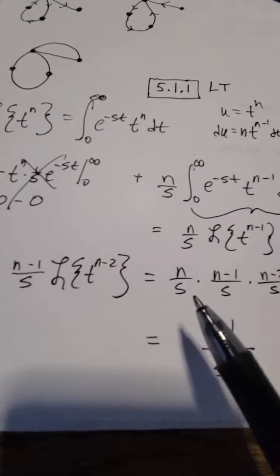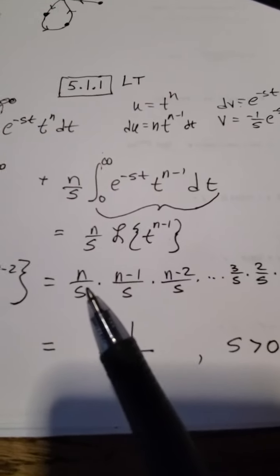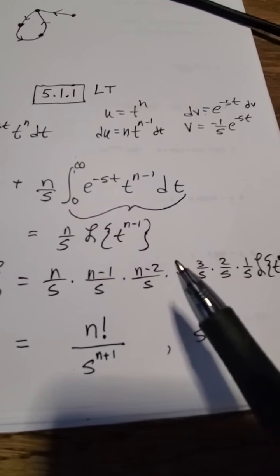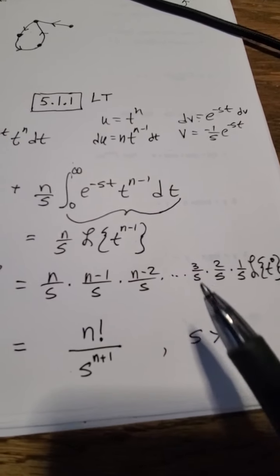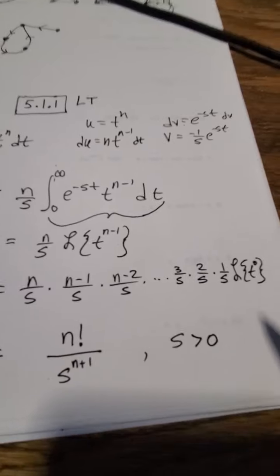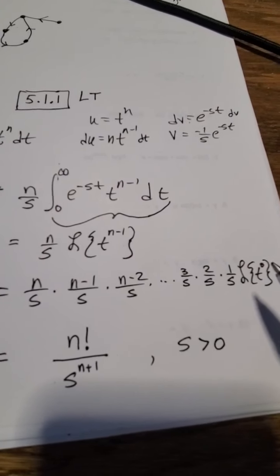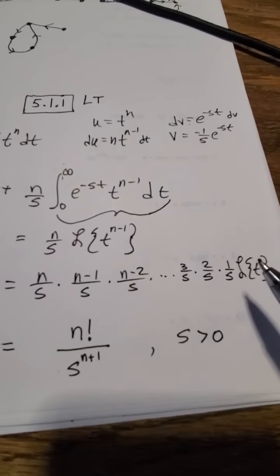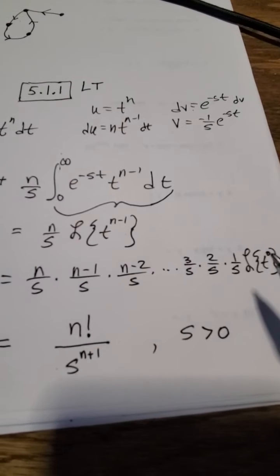And following that to its conclusion, you get n over s times n minus 1 over s times n minus 2 over s, down to 3 over s times 2 over s times 1 over s times the Laplace of t to the 0. But we know that the Laplace of t to the 0 is 1 over s. We did that in class.